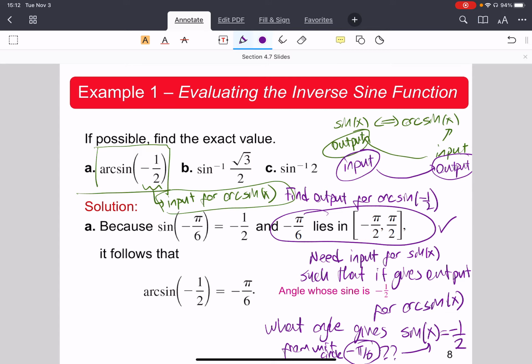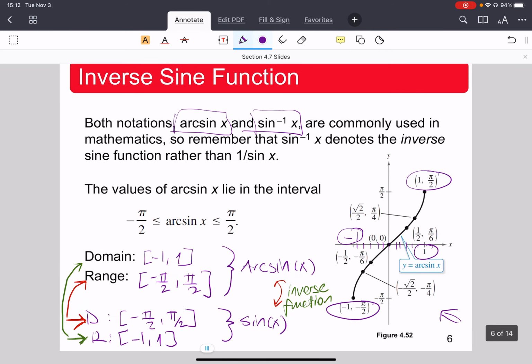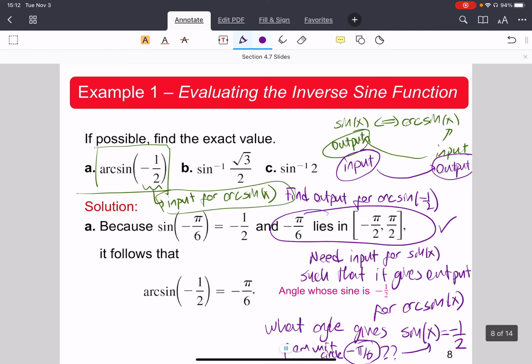Remember, -π/2 to π/2 is the range for my arcsine function, so I need to make sure that the input for sine is in that range. Because it's in that range, we're okay: -π/6 will work, because sine of that gives you -1/2. So arcsine of -1/2 must be -π/6. Okay, so that's how we figure it out.